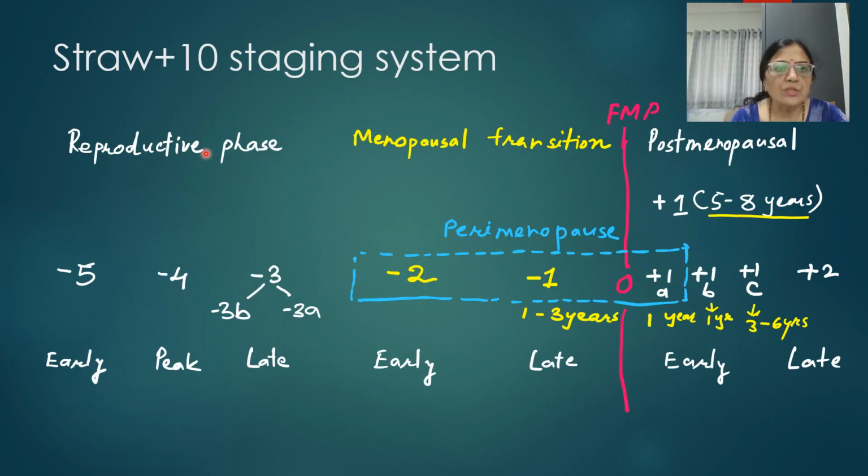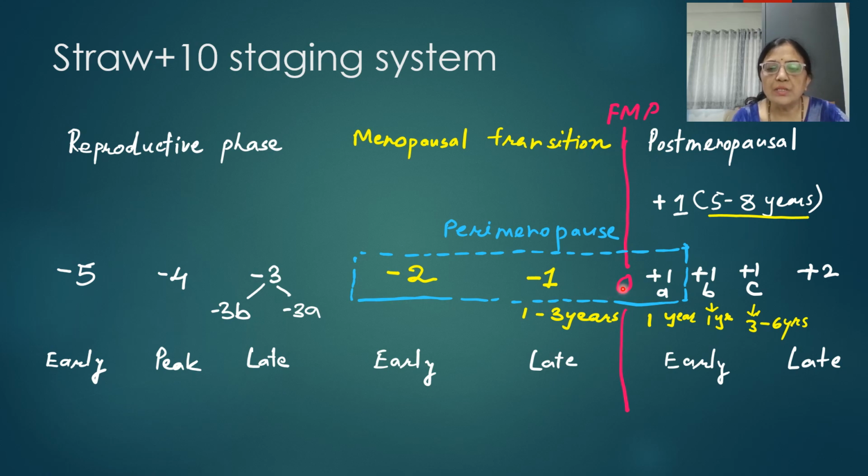Now coming to this STRAW plus 10 staging system, as a girl enters the reproductive phase after the menarche, the first phase is early reproductive phase, that is -5. Then peak reproductive phase is -4 and late reproductive phase is -3. Menopausal transition has early and late phases, that is -2 is early menopausal transition phase and -1 is late menopausal transition phase.